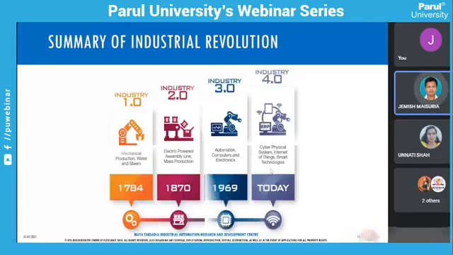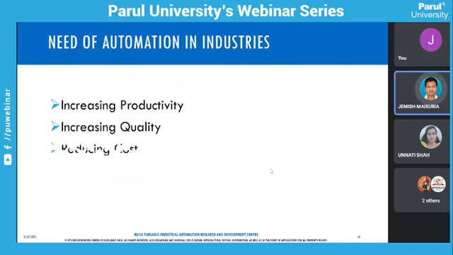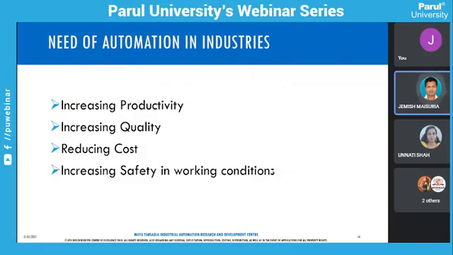So the summary of the revolution will be there. Okay, Industry 1.0, 2.0, 3.0 and 4.0. Okay, now the need of automation in industries. It will increase the productivity, obviously, because you are reducing the errors, as well as the human errors also. Okay, it will increase the quality also, and it will reduce the cost. And it will increase the safety in working conditions. Let's take one example, that a boiler is there, so it may have a chance of a blast over there, but if it is operated through machines only, then more safety will be there.